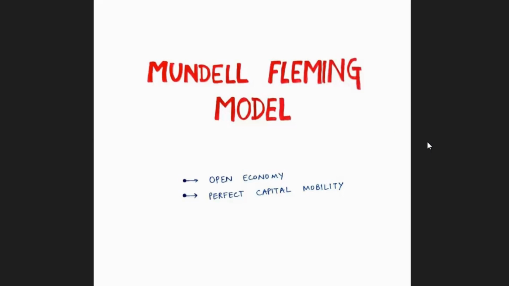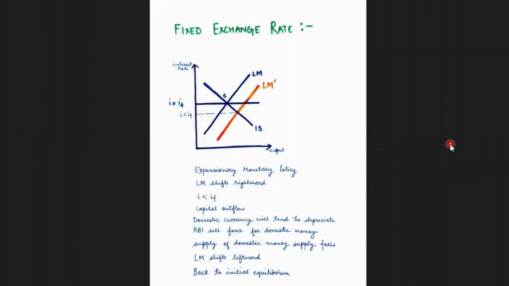For example, if I want to invest my capital, I have the choice to invest it either in the domestic country or in a foreign country, wherever there is a better return on investment. Now let us take a look at what happens when there is an expansionary monetary policy under the different exchange rate systems. First, we will begin with the fixed exchange rate system.